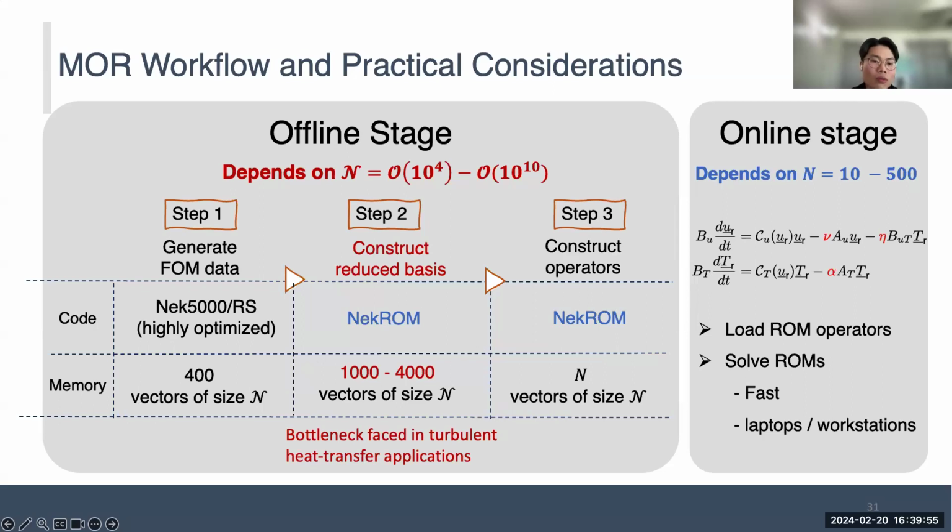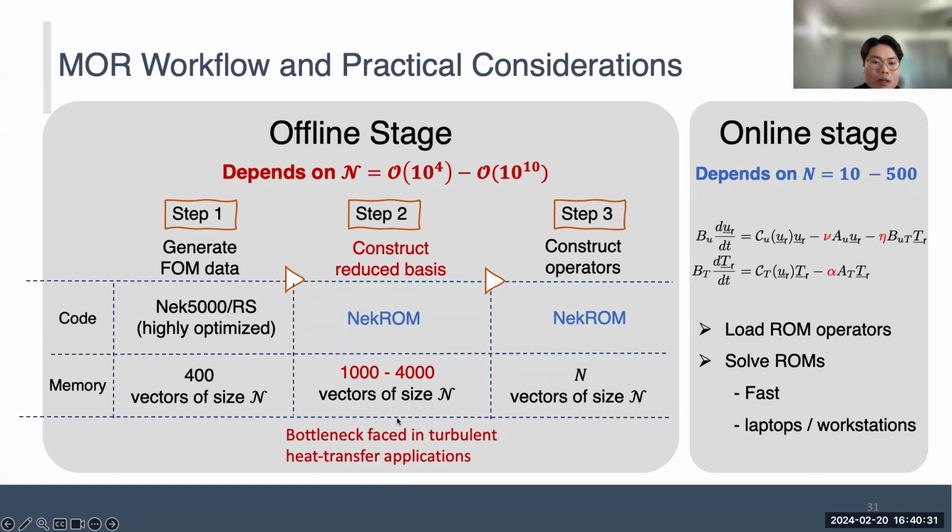So for 2D and small 3D problems, you won't see this bottleneck. But if you go to 3D turbulent flow, for example, when I was doing turbulent channel flow at 395, you get into this bottleneck where either you don't have the resources or you need a lot of computing power just to get the reduced basis. So the memory is really intense on step 2.